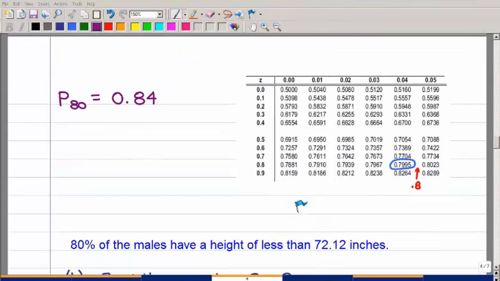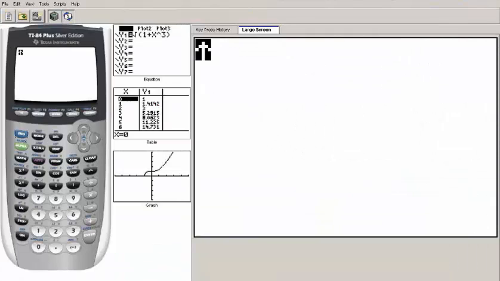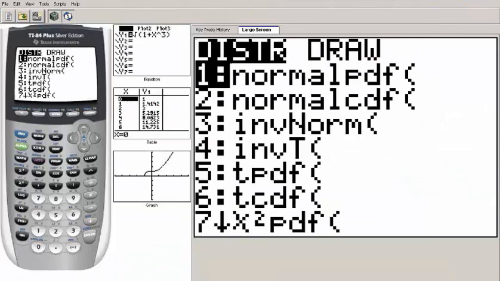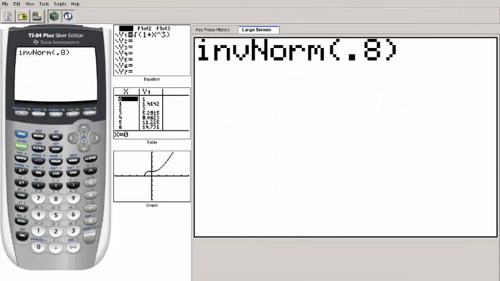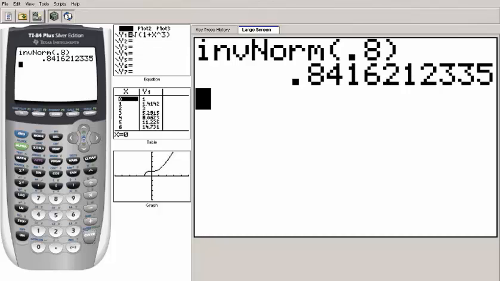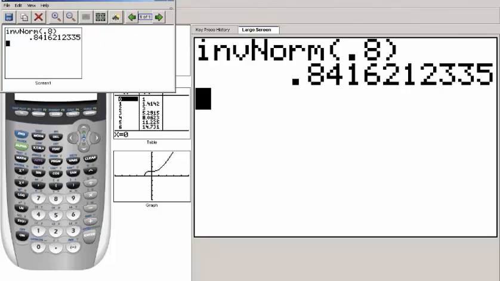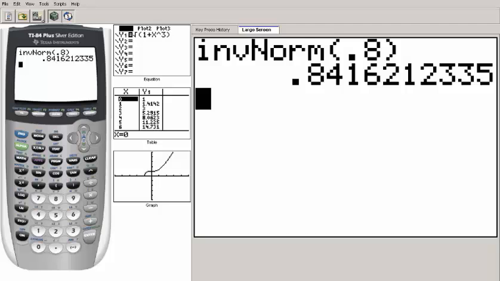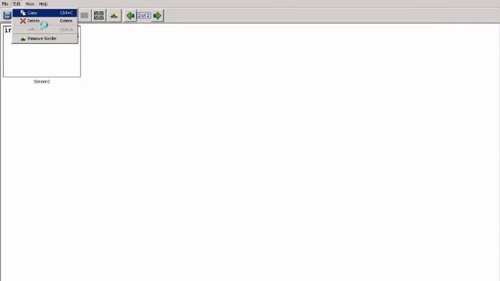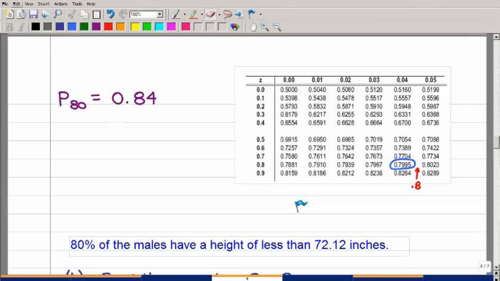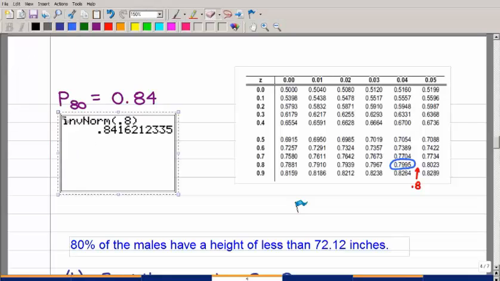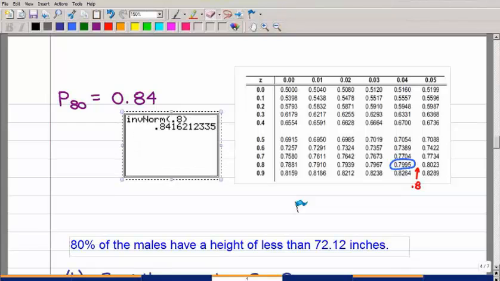Now I'll do the inverse norm in the calculator real quick. Inverse norm 0.8. And there we have it. Okay, let's copy that. So either way, we can use the chart or the calculator, whatever is convenient for you.